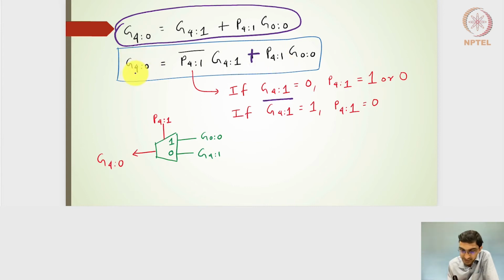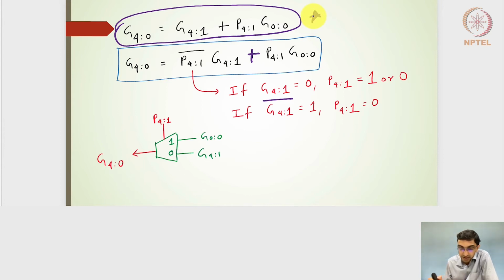So if G4 is to 1 is 0, then it depends on P4 is to 1. If it is 0 or 1, it can pass G0 is to 0 to 4 is to 1. If G4 is to 1 is actually 1, then we know that P4 is to 1 is definitely 0. So I can use this particular complement expression without having any change in the logical expression of this.